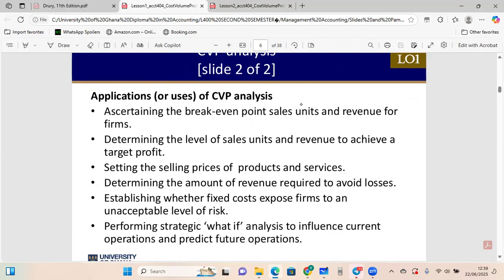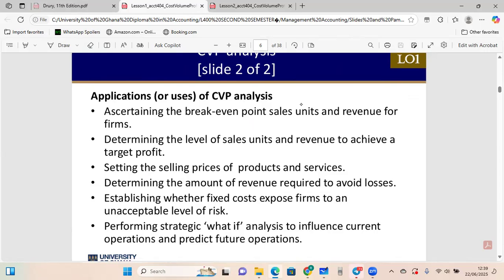Because since you know your profit target, then you know this is the value, or this is the price you have to put on your product in order to attain this profit target. It also helps in determining the amount of revenue required to avoid losses. As in, when you know your break-even revenue, then you know that you have to attain this revenue in order not to make a loss.